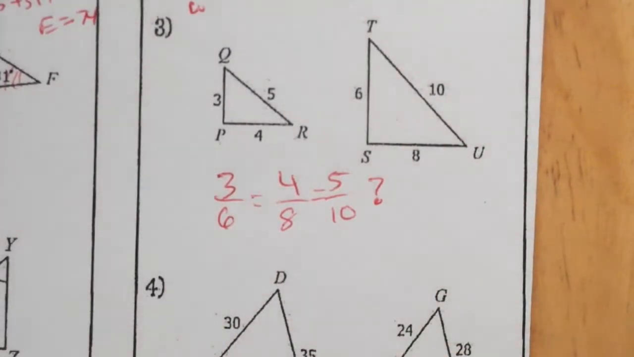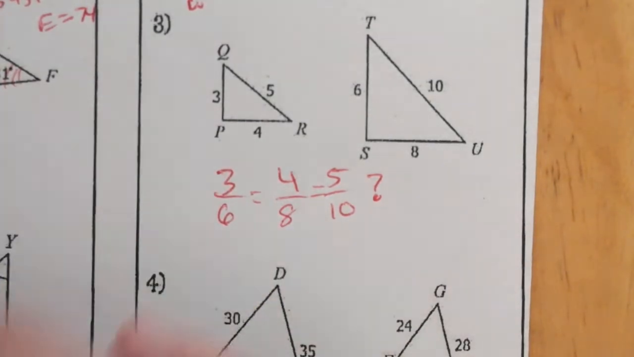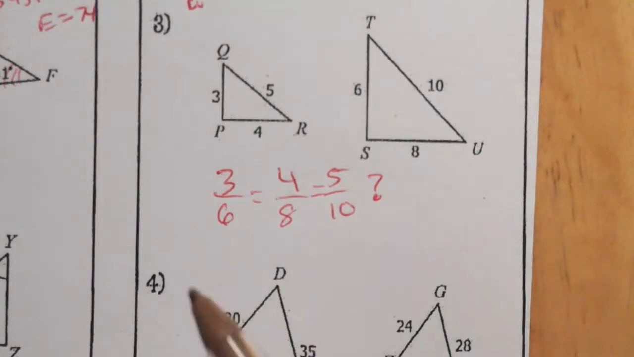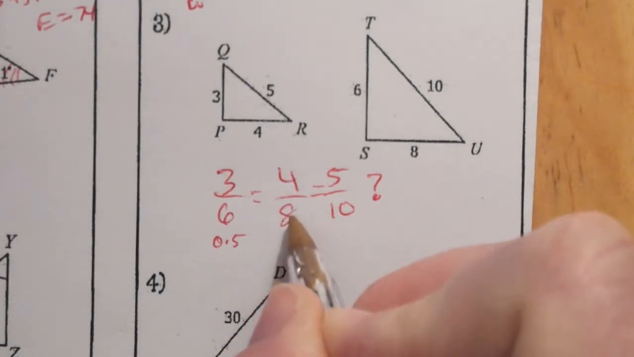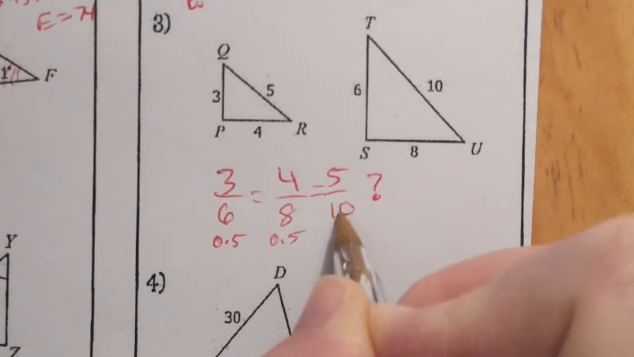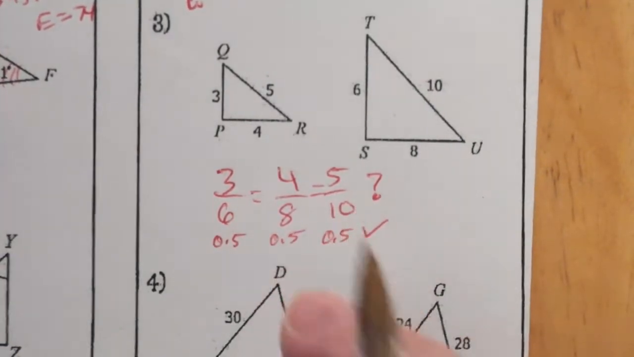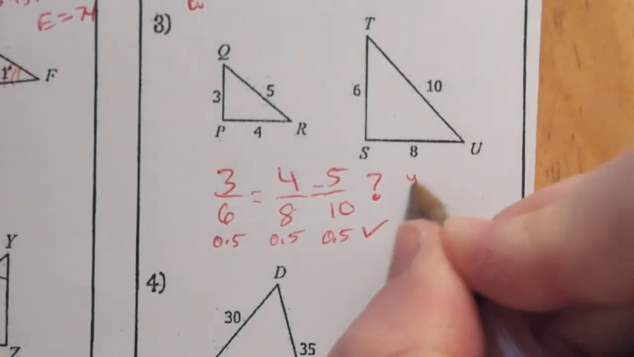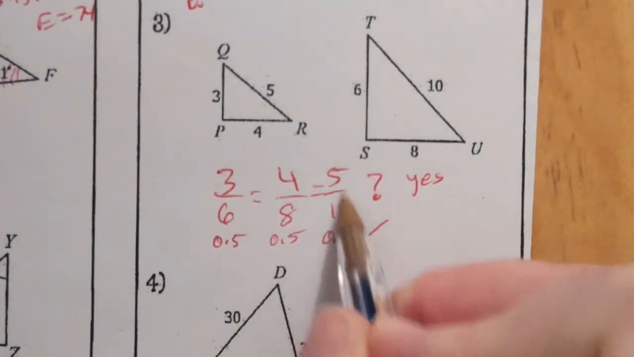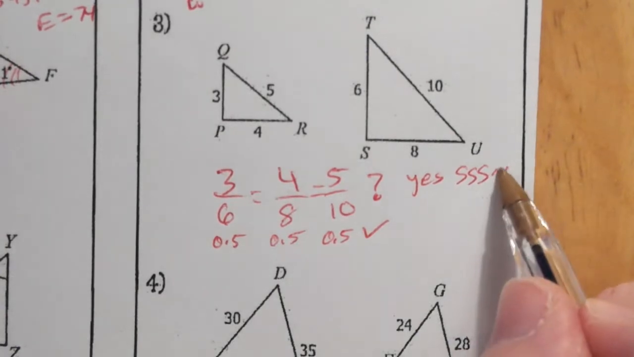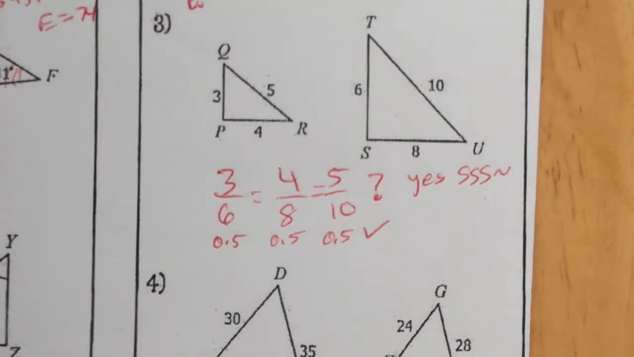So you can divide this just to be a decimal if you do not care about the scale factor. So 3 divided by 6 is 0.5, 4 divided by 8 is 0.5, and 5 divided by 10 is 0.5. So that checks out. So these are all proportional. Okay, so yes, because of side, side, side similarity. So the little squiggly, remember that? That means similar. Not SSS, it's SSS similarity.